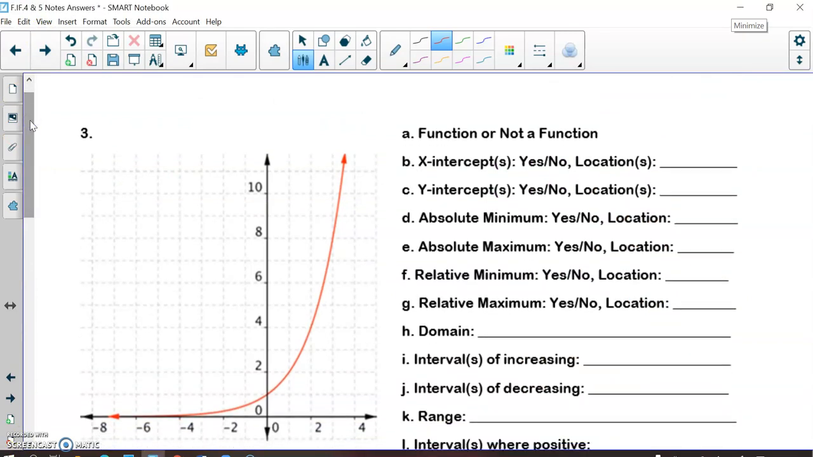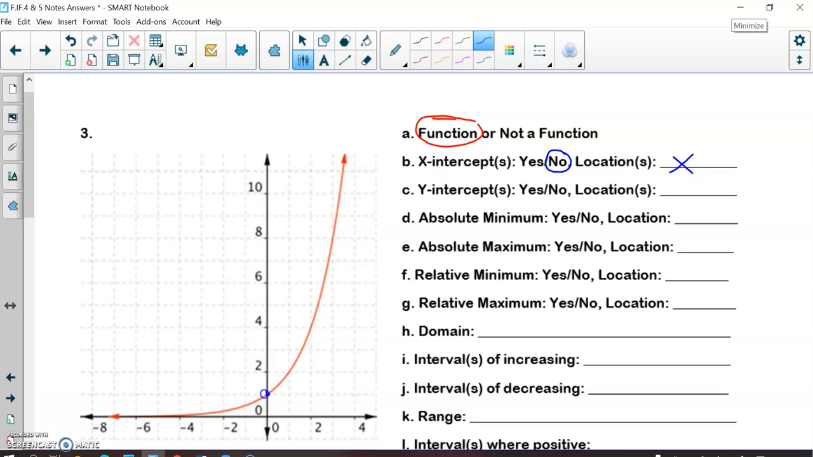This would be a function. It would pass the vertical line test. Now, x-intercepts. Recognizing that this is an exponential function, or it creates the type of graph of an exponential function, this is going to get really, really close to the x-axis, but it's not actually going to cross the x-axis. So there are no x-intercepts, therefore we don't write a location.